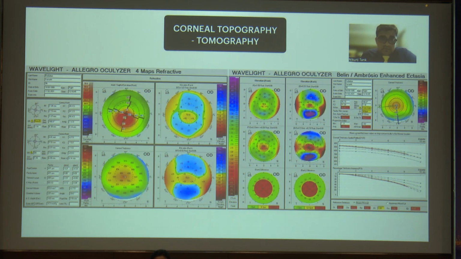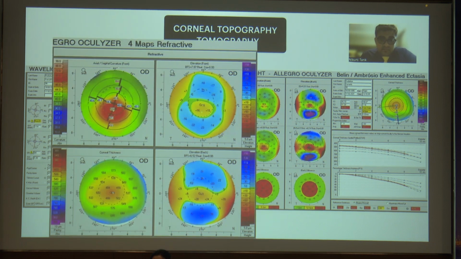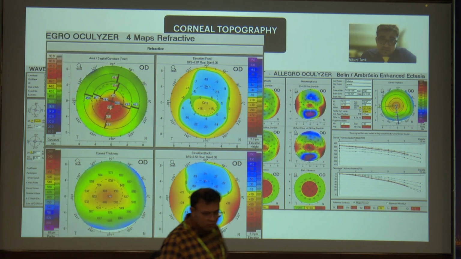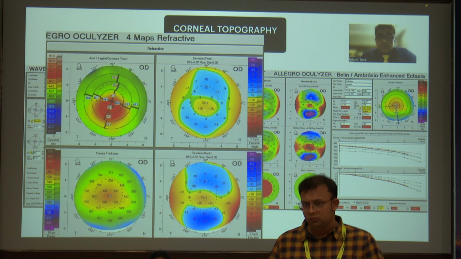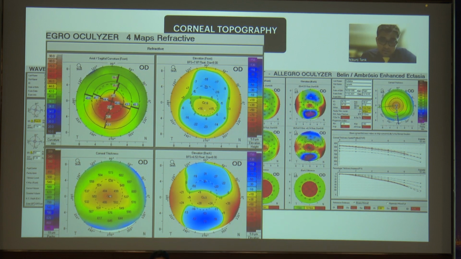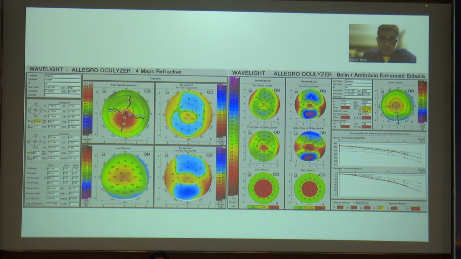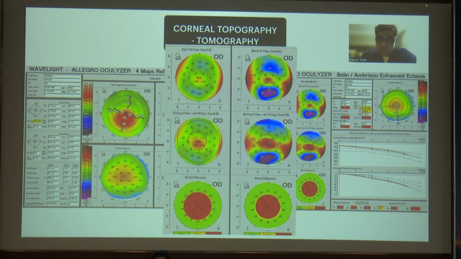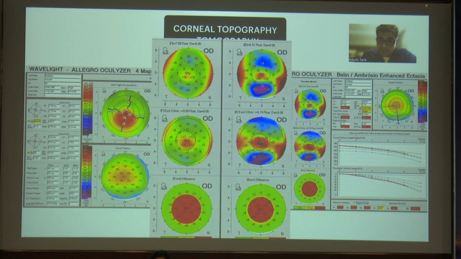keratoconus. So this is another case where you can see there is significant posterior as well as anterior elevation, and the same area has less pachymetry and there is a corneal thinning, and keratometry values showing steepest in that area. So this is the case of keratoconus, which is also visible in the Berlin Ambrosio and ectasia display with significant anterior and posterior elevation difference between normal BFS and enhanced BFS.